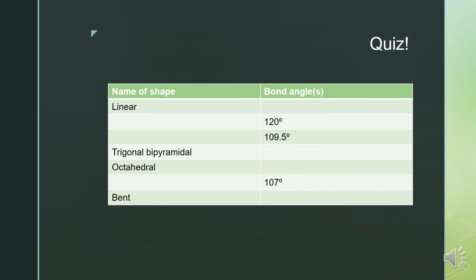Okay, so the answers are the bond angle in a linear molecule is 180 degrees. The shape of the molecule with a bond angle of 120 degrees is trigonal planar, and 109.5 degrees is tetrahedral. Trigonal bipyramidal has a bond angle of 90 degrees and 120 degrees, and octahedral has a bond angle of 90 degrees. 107 degrees is in a pyramidal shape, and bent is around 104 or 105 degrees.